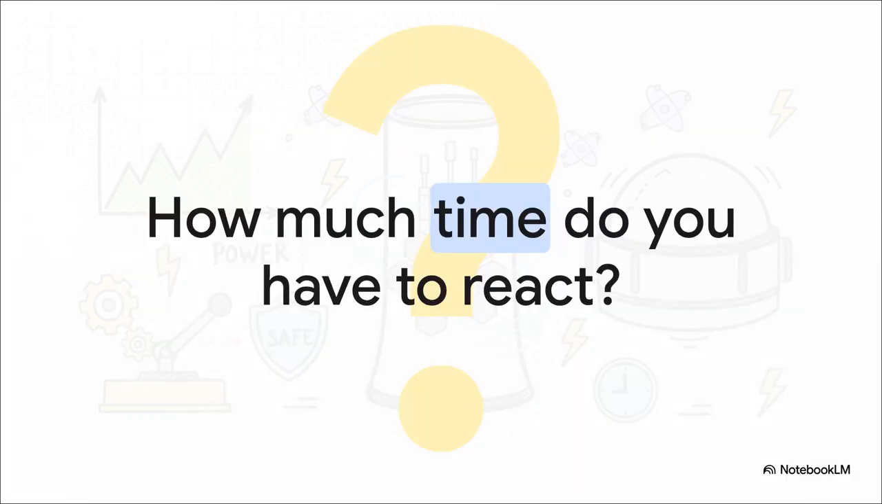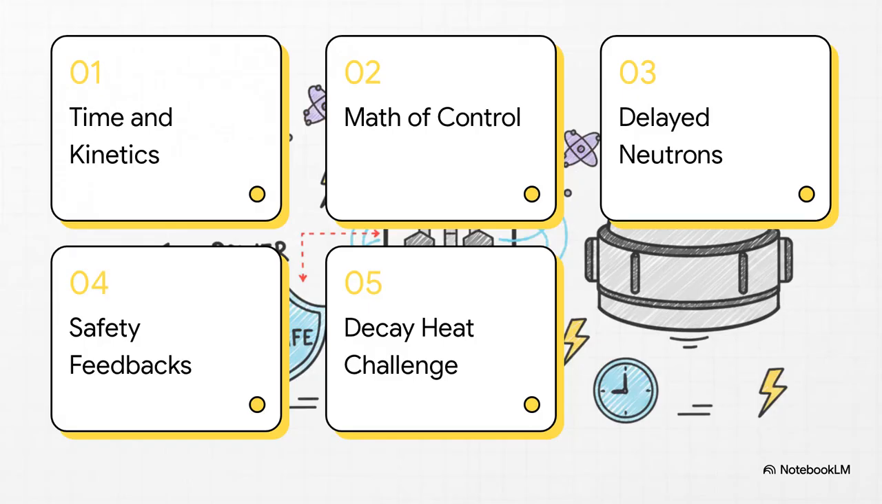So I want you to put yourself right in the operator's seat for a second. Let's ask the absolute most critical question you will face in that room. When reactivity changes suddenly, does human intervention even stand a chance against nuclear physics? I mean, are we talking about a response window of minutes, seconds, or mere milliseconds? To answer that, we're going to track the clock through 5 distinct phases: time and reactor kinetics, the math of control, the delayed neutron miracle, built-in safety feedbacks, and finally, the decay heat challenge.